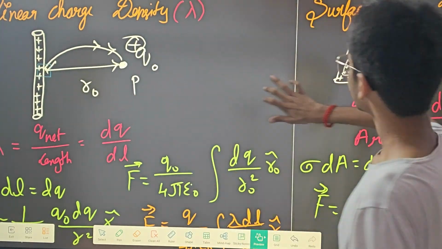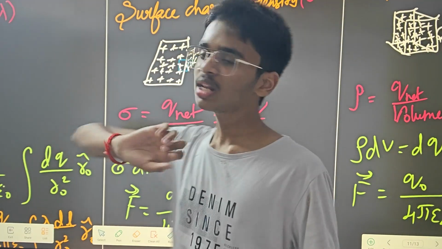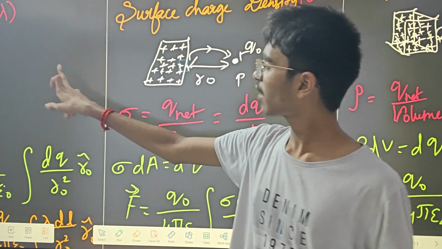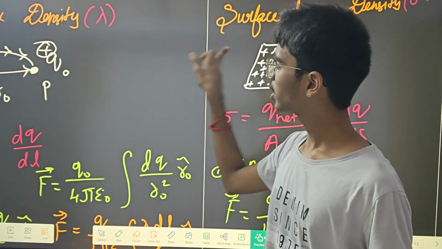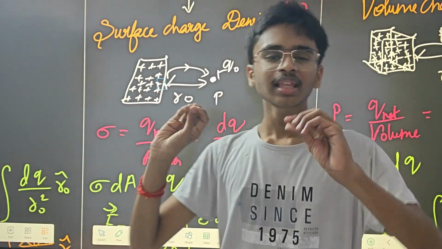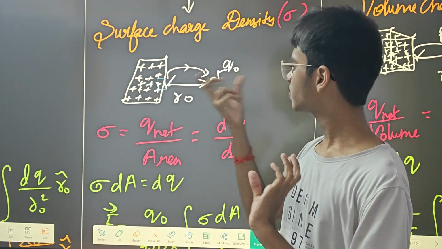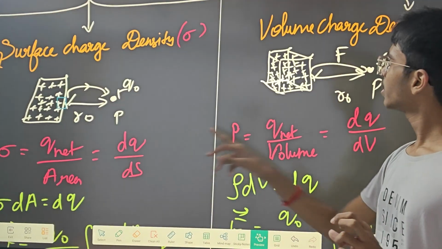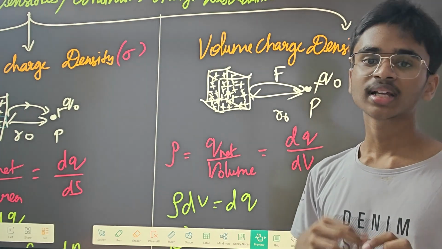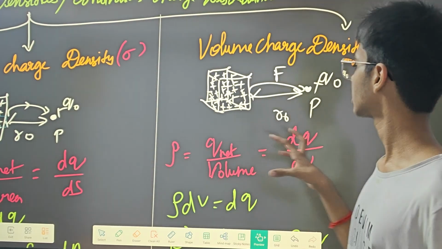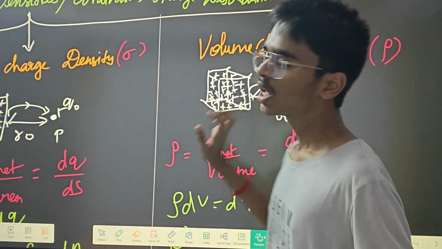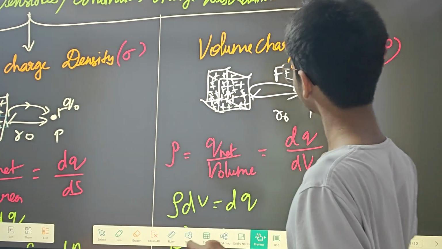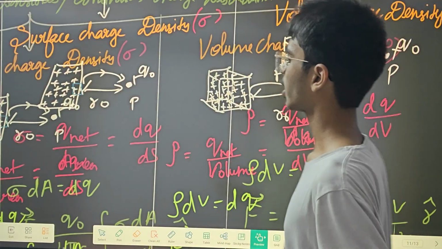Surface charge density means you have to take a two-dimensional object, whereas here you take a one-dimensional object. The charge density with this two-dimensional object is known as surface charge density. Next is volumetric charge density. You have to take a three-dimensional object, and the charge density with this three-dimensional object is known as volumetric charge density.